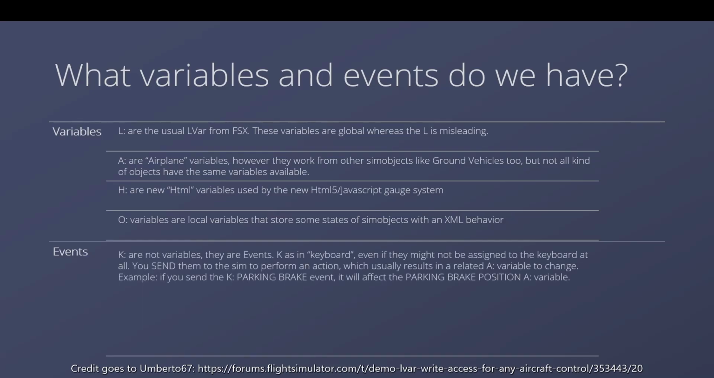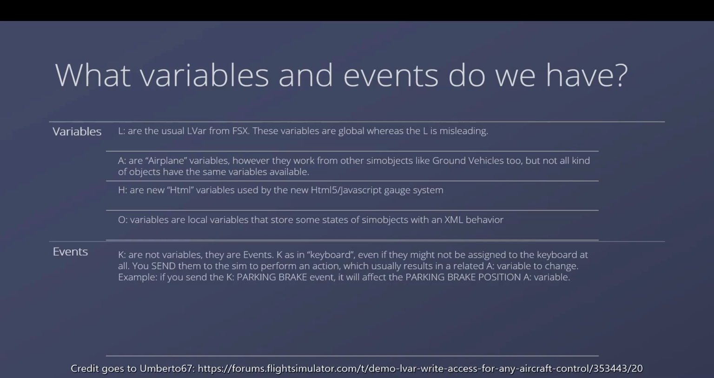K events are not particular variables. They are, as the name implies, events, and basically they are keyboard commands. So whenever you press a keyboard key, it will send out a command to the simulator, and this command will do something. So basically the K events are the legacy events we know, which are already implemented in MobiFlight. So whenever we press a button, like the parking brake, it will also affect an A variable, the airplane variable. So whenever the state turns on, for example, the LED turns on. That's the basic system.